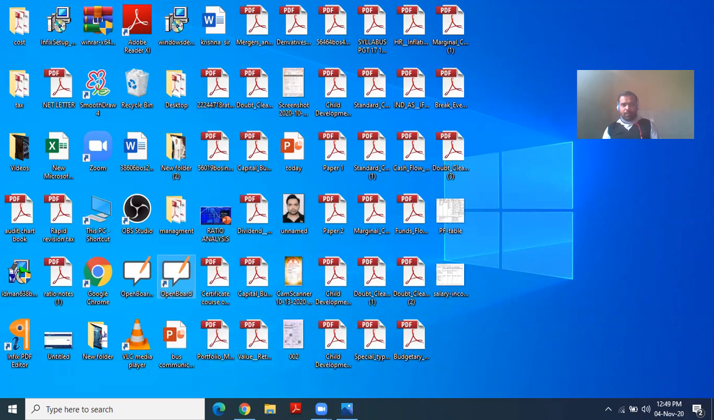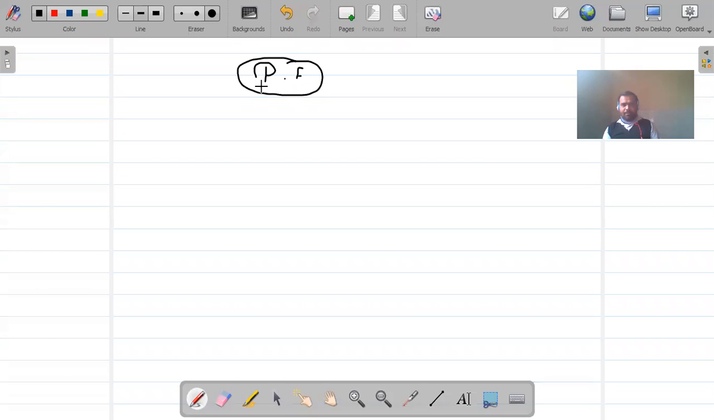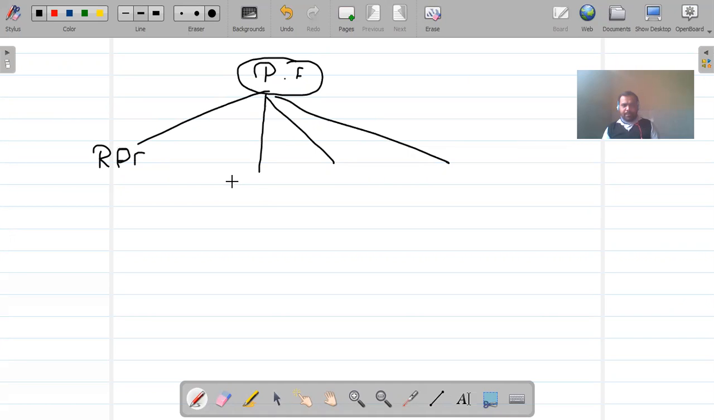As I told you, there are four kinds of PF. First is RPF, second is URPF, third is SPF, and fourth one is PPF. The first is the recognized provident fund. It means the fund which is recognized by the department is called recognized provident fund.